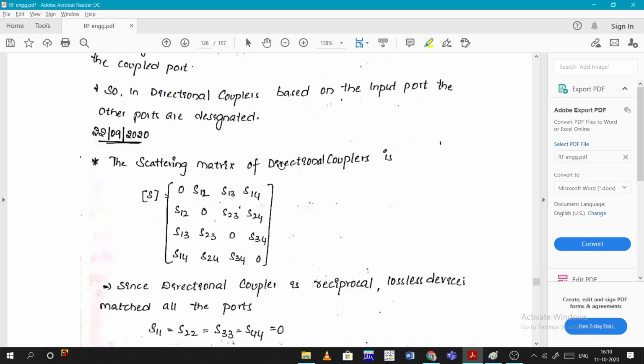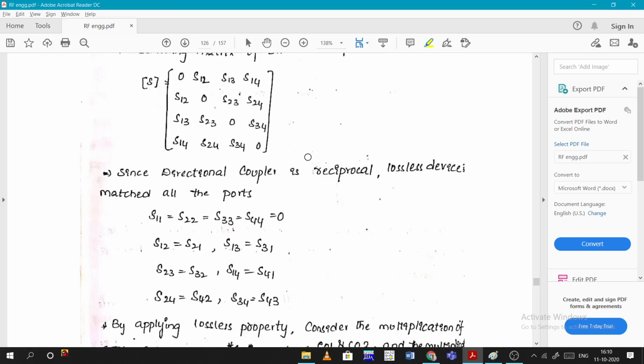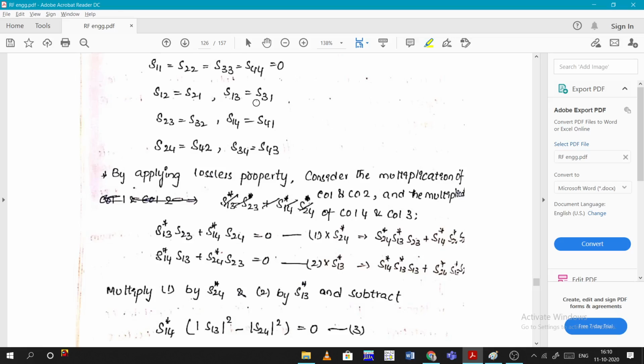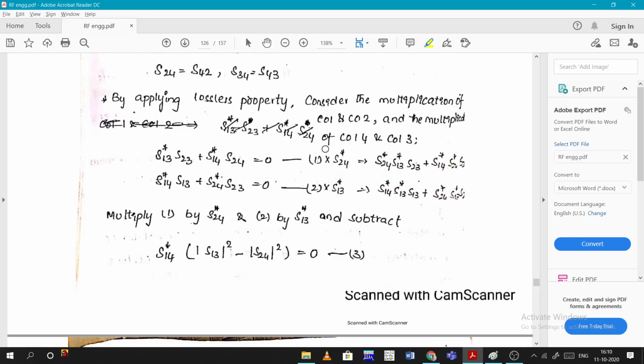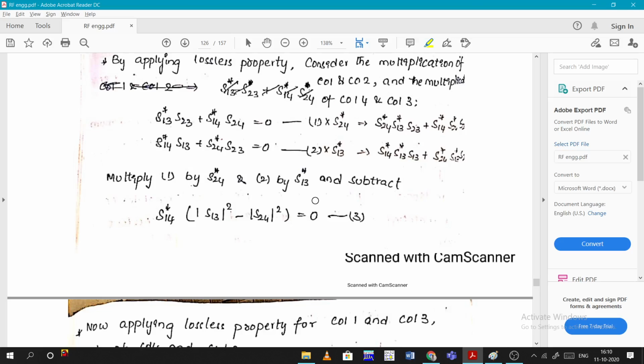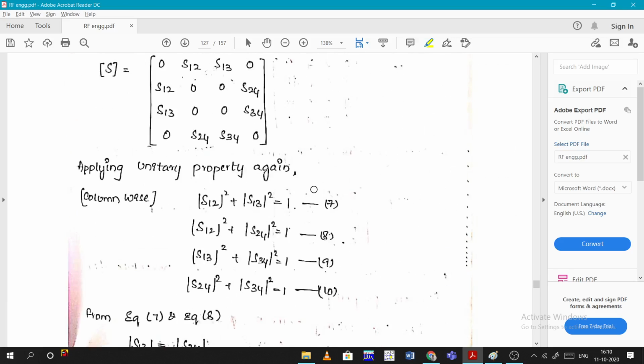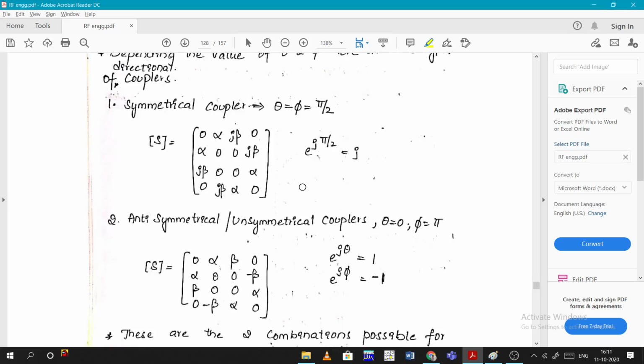Now we need to find the scattering matrix for the directional coupler. We know that the directional coupler is a 4-port network, and it is lossless, and also reciprocal and matched at all the ports. By using those conditions, I have made this matrix, and solving using the lossless properties and all, what we got finally was this matrix.